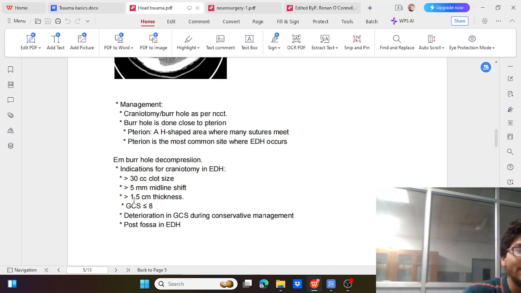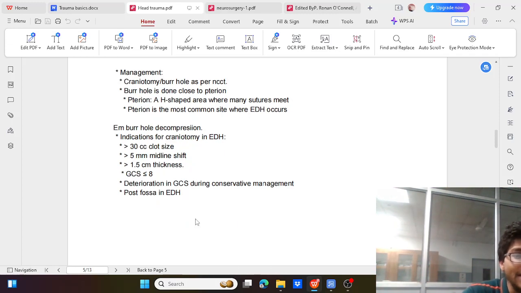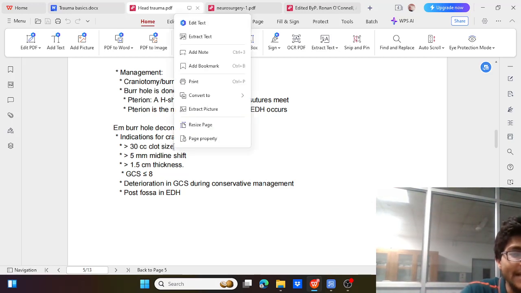Or if the longest thickness of the EDH is more than 1.5 centimeter, if the GCS is less than 8, if there is deterioration of GCS during conservative treatment, or in case when there is posterior fossa EDH. We also have to importantly note that when GCS is less, there is anisocoria, that is difference in the pupillary size. So these are all the indications of craniotomy in EDH. So these are the 6 indications.